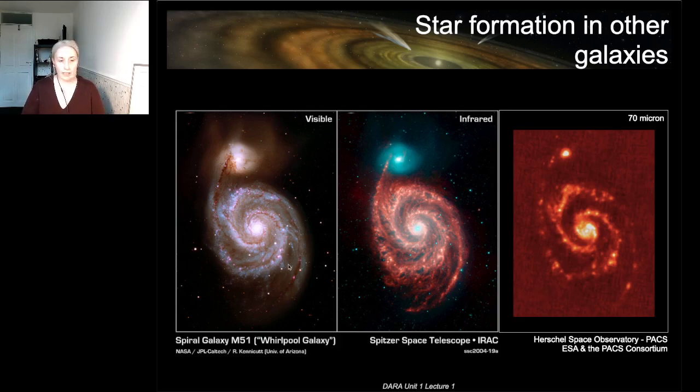So the optical wavelength light is showing us the stars that have already formed. In the near to mid-infrared, we're looking at the stars that are in the act of forming and warming the dust in their surroundings. And as we go towards the far infrared, we're looking at the cold dust, which has not yet begun to form stars.